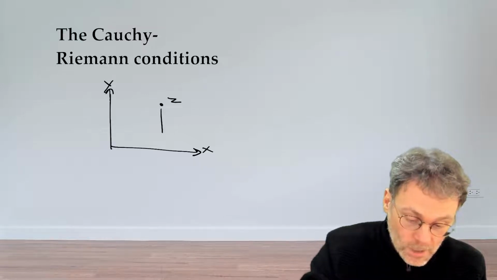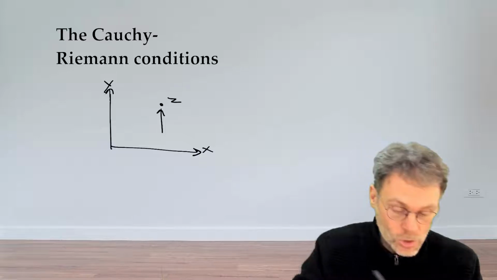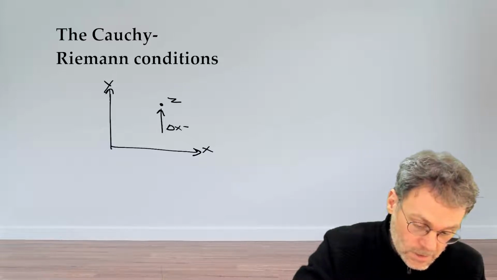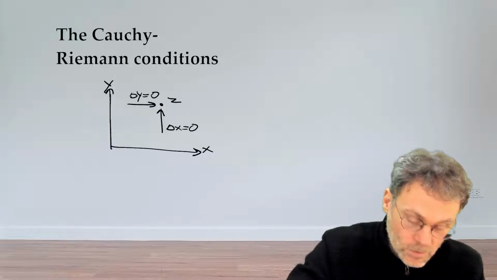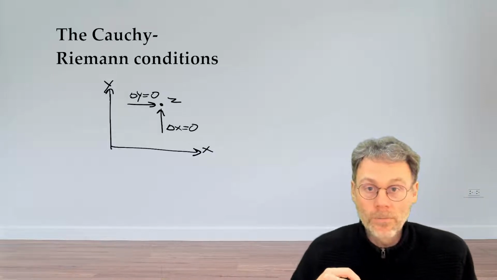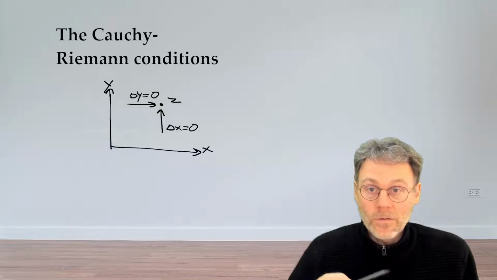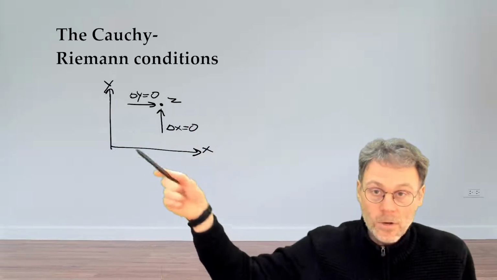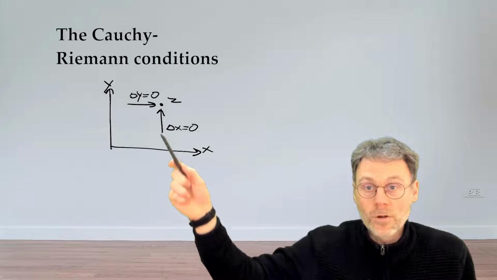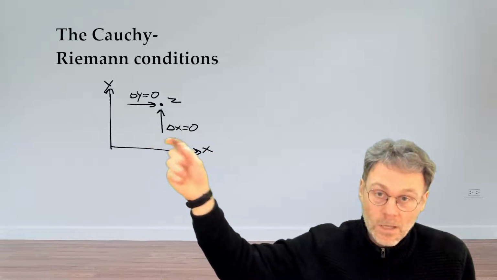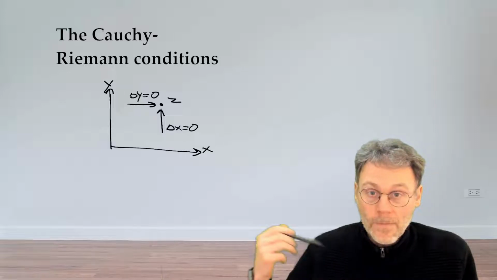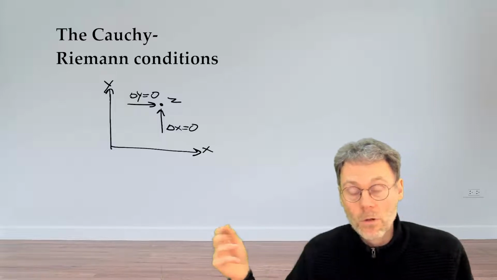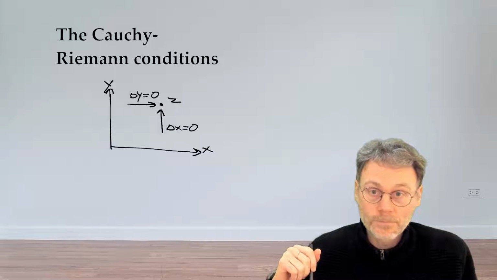We're going to look at a vertical approach where delta x is equal to 0. And we're also going to look at a horizontal approach where delta y is equal to 0. Now, if the derivative is well defined and does not depend on the direction of approach, then the result from this calculation and the result from that calculation should be the same. So this will allow us to define a necessary condition. And later on, we will worry about sufficient conditions.